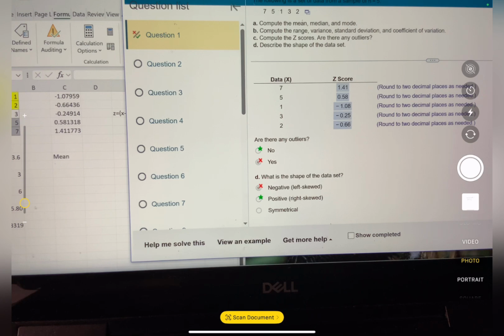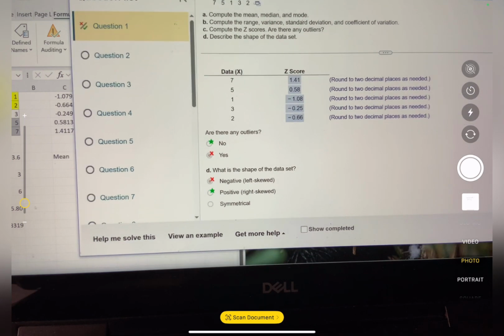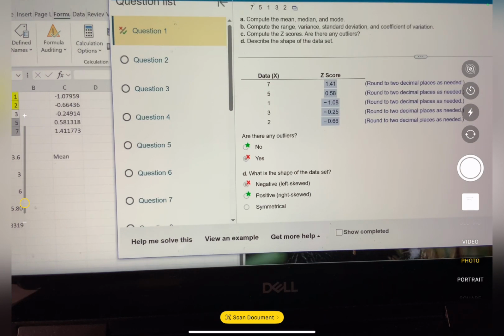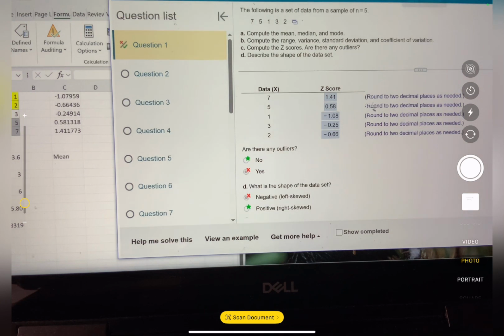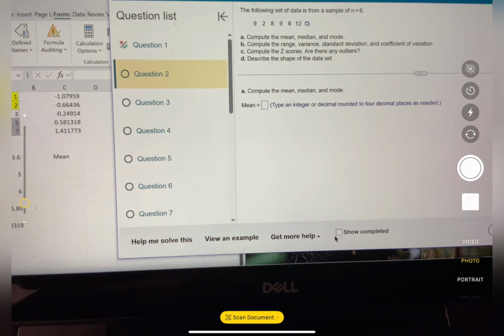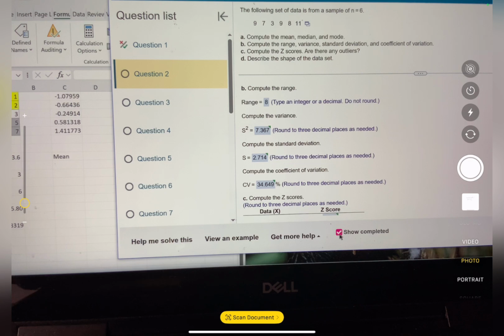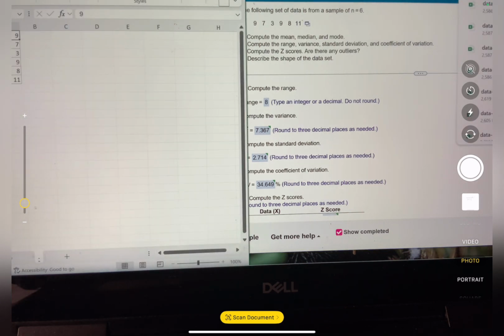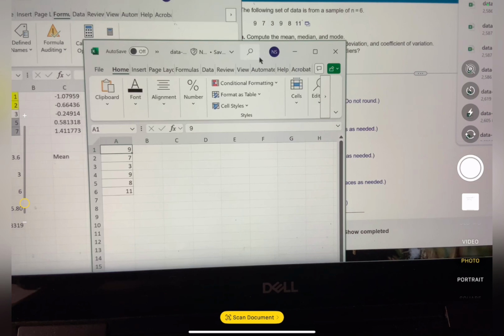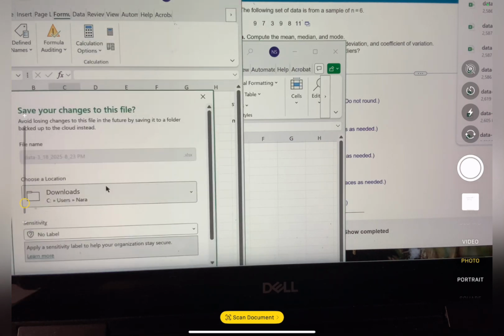Okay, we are good. Moving to question number 2. Let me show all completed, so it will be easier. I don't have to type. I'll just solve it and show you the answers, okay? Again, opening in Excel. There we go. I need to close this one. I don't need it.